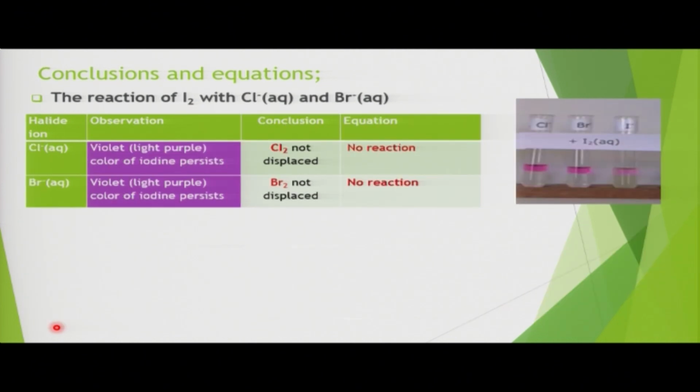Lastly, look at the reaction with iodine. Actually, there is no reaction that occurred because we still have the violet or purple solution. That is iodine, which was added in. Remember, it was added in the colorless solution, so we still have the iodine, indicating there was no displacement taking place. So that is what happens when it comes to displacement reactions. The more oxidizing displaces the less oxidizing.